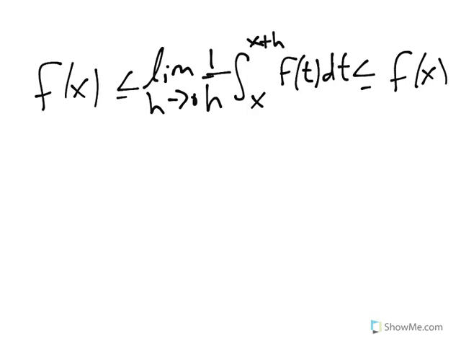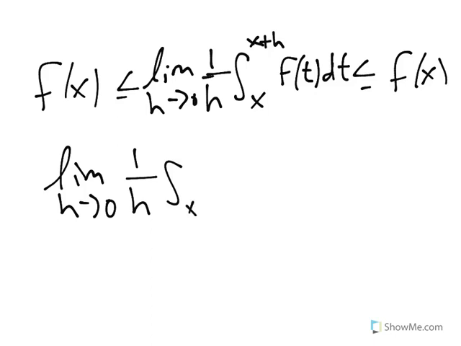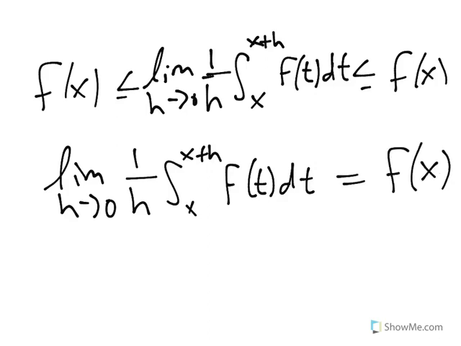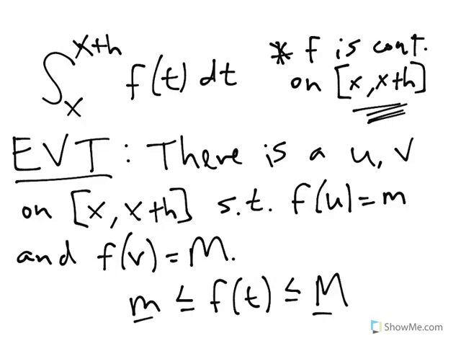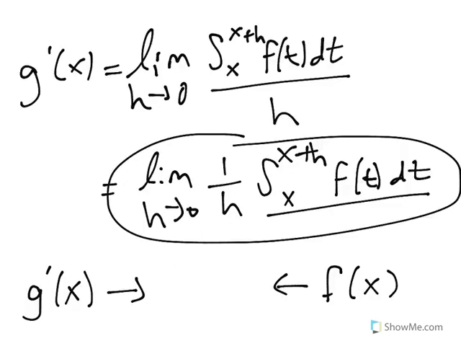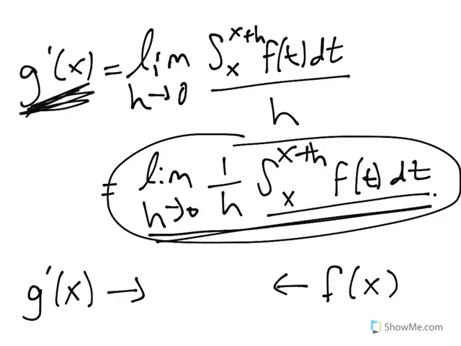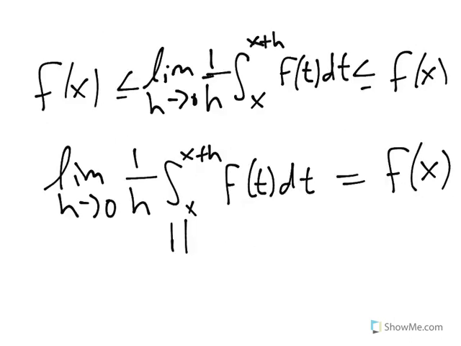Does that look familiar, by the way? It should. So what we just said is that this whole thing, the limit as h goes to 0 of 1 over h times the integral from x up to x plus h of f of t dt, is actually equal to f of x. But do you remember what this was earlier? Let me go way back. Let me see if I can find that page. Earlier I said we were going to come back to this. The limit as h goes to 0 of 1 over h times the integral from x to x plus h of f of t dt. That was also g prime of x.